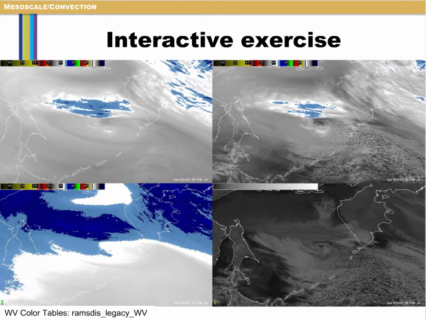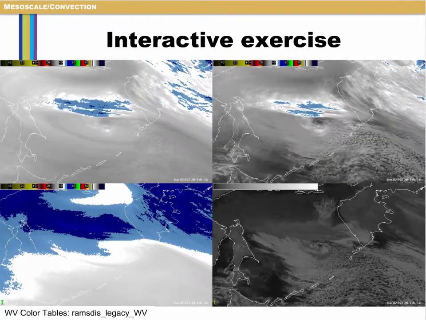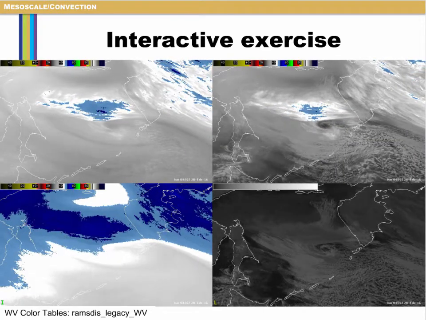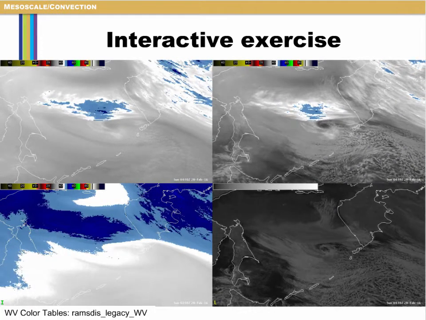Time for an interactive exercise. This is a 4-panel loop of the mesolow event we were just looking at. Here we have 3 water vapor bands and 1 visible band. The question is, which band are we looking at in each panel?